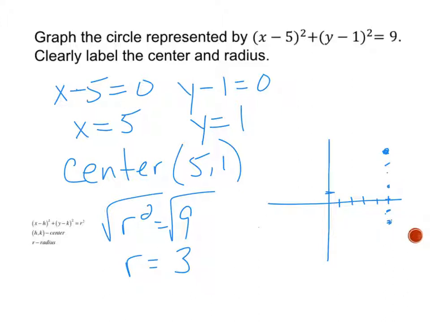I could go right 3 units. 1, 2, 3, put a dot there. And go left 3 units. 1, 2, 3, and put a dot there. And I could draw my circle. Okay, your circle's probably going to be better than mine, but regardless, that's what the circle looks like. And if we want to label that, we can label that with the center would be (5, 1), and the radius would be equal to 3.